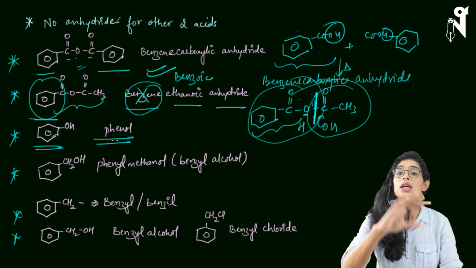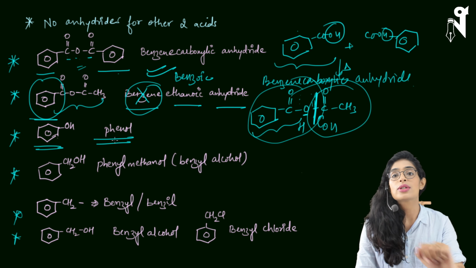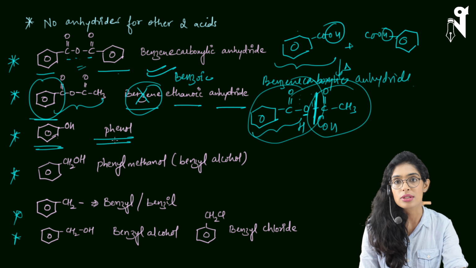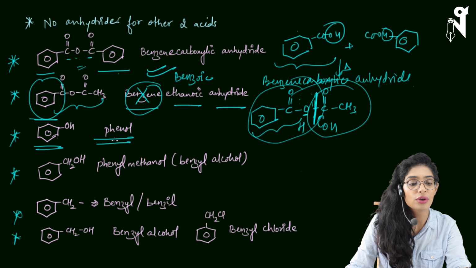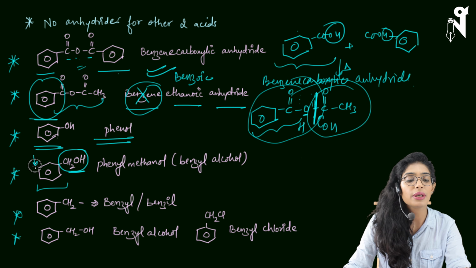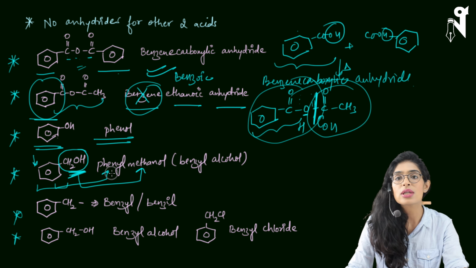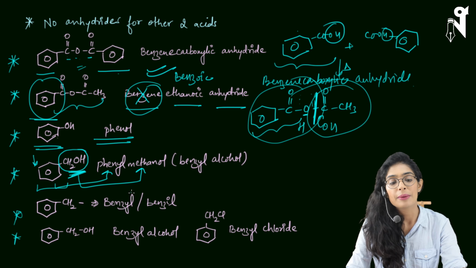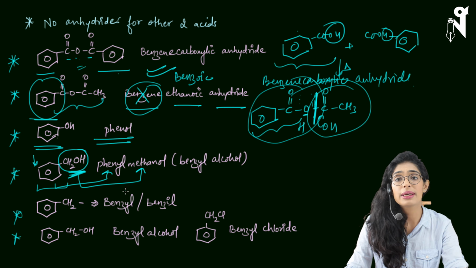But if there is a carbon chain on benzene and the OH is present on it, then the naming changes. For example, here, if you look at this compound, I have benzene with CH2OH. So this is going to be my main chain and this is going to be the branch. So it will be methanol, and this benzene will be represented by phenyl. So the actual name will be phenyl methanol. But we have some common names also for such compounds, and this compound is also called benzyl alcohol.